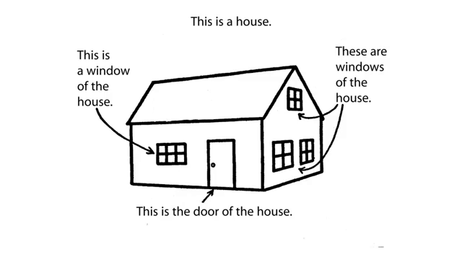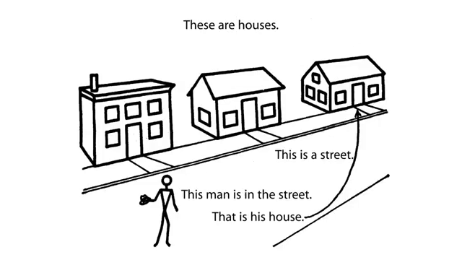This is a house. This is a window of the house. These are windows of the house. This is the door of the house. These are houses. This is a street. This man is in the street. That is his house.